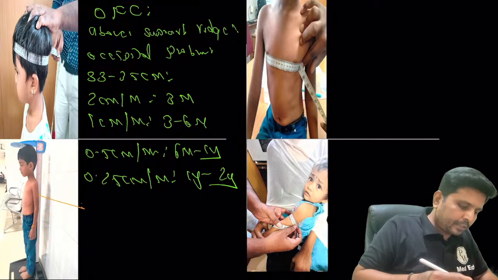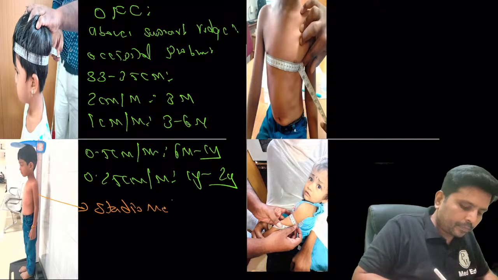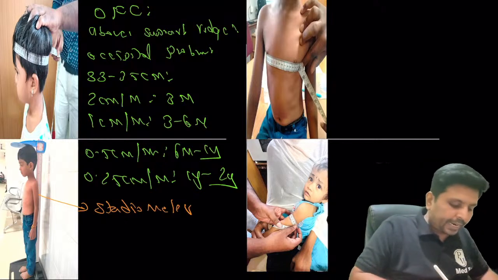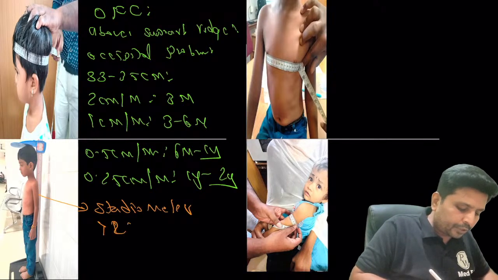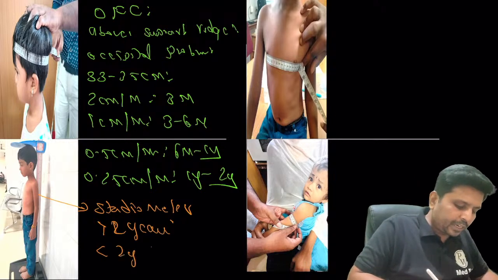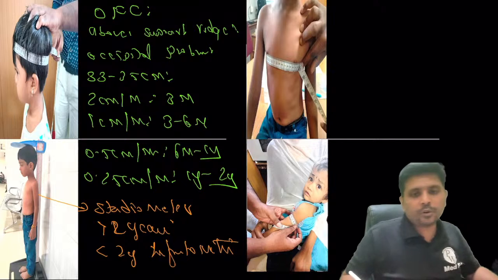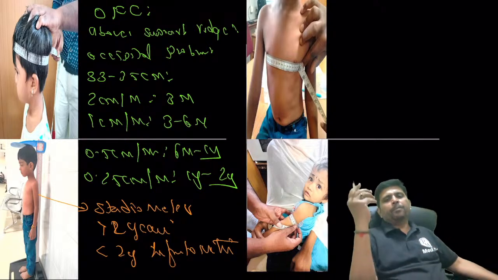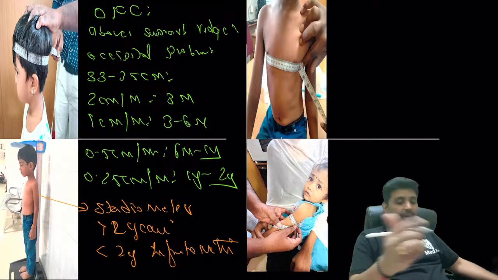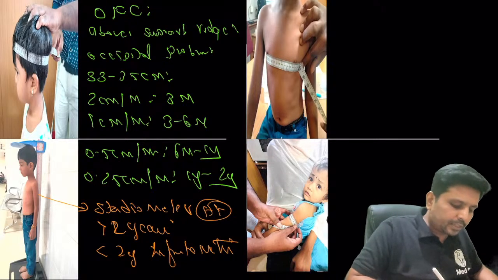And what is this? This is called stadiometer, to measure the height of the child more than 2 years. Less than 2 years, you use infantometer. More than 2 years, stadiometer. Height, you measure height. Less than 2 years, length.